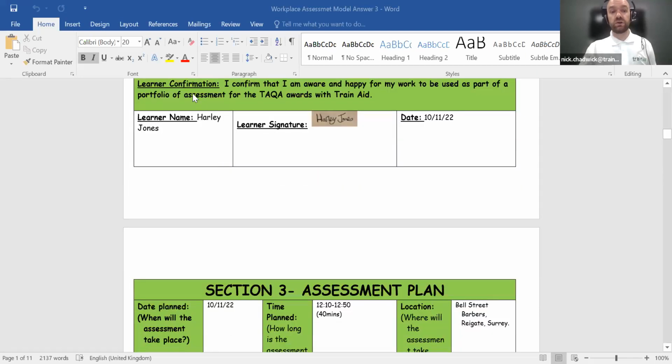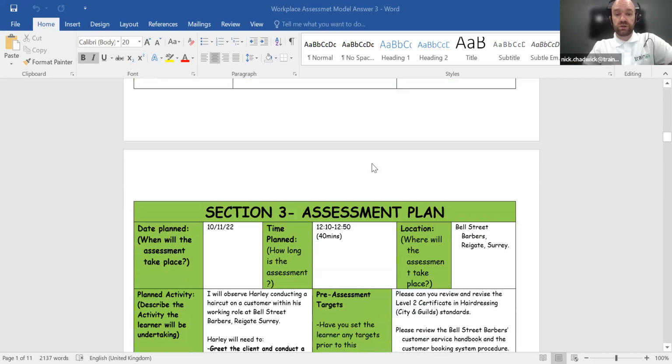We also have the learner confirmation as well. This is to say, I confirm that I am happy for my work to be part of the assessment portfolio with TrainAid. And we require the learner to put their name, a signature from the learner, so either an electronic or typed signature, and the date as well. So that's for Harley to acknowledge that he is happy for the assessments to be observed for the assessment there. So we just require a signature just from the learner.